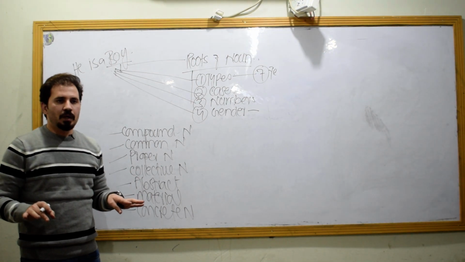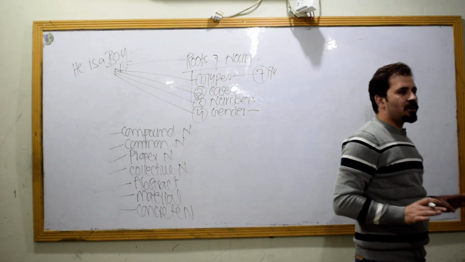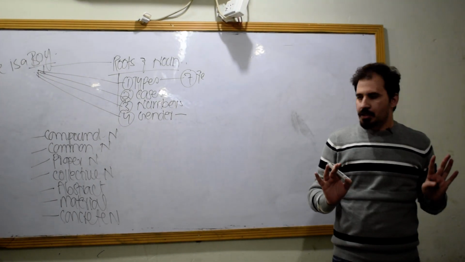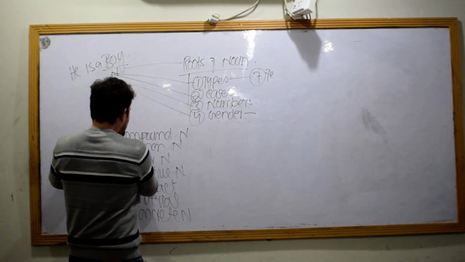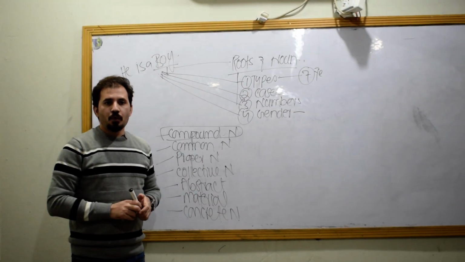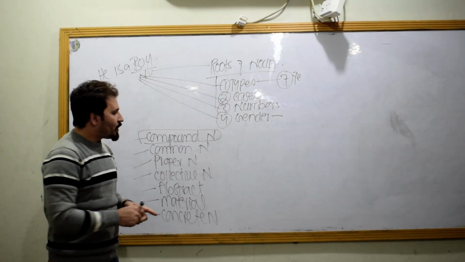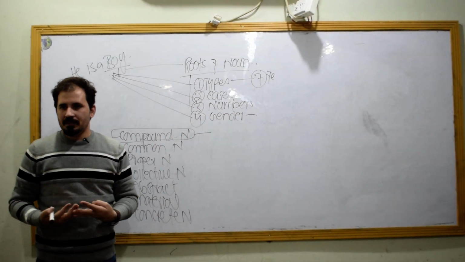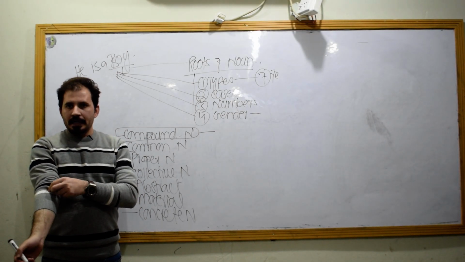In the class, we'll be talking about all the different types of nouns. So noun has how many types? We have 7 different types of nouns. The first one, we call it compound noun. So we are going to come towards the first type of noun, and that is called compound noun. What is compound noun? The word compound means more than one. Clear? Very good.